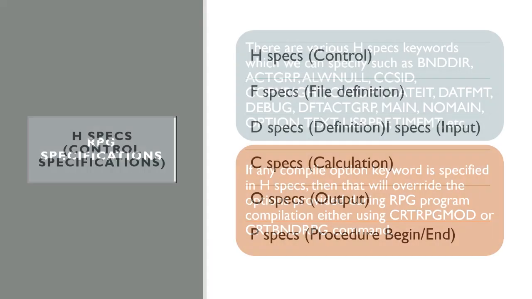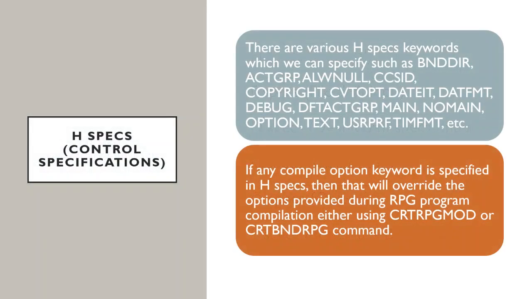First, the H spec. These are the various H spec keywords. Every spec has some keywords. Like in the database, as you learned, in the field level we have some keywords, right? Based on those you can restrict your data operations, what values you can enter or what data format it should have. The same way, the H spec has various keywords, and these control your program.